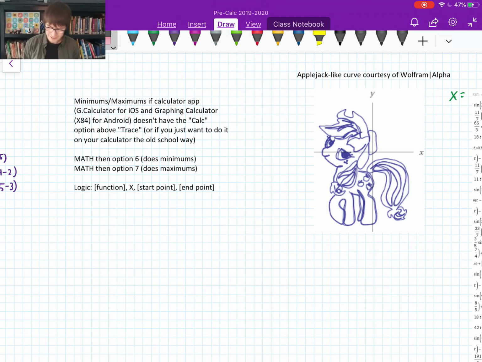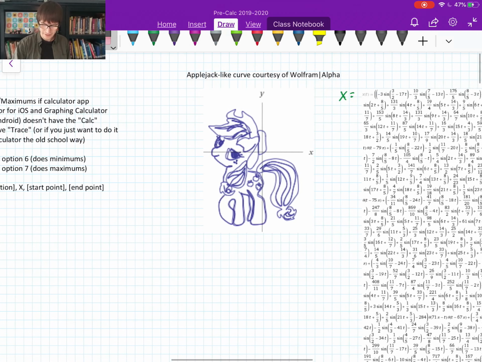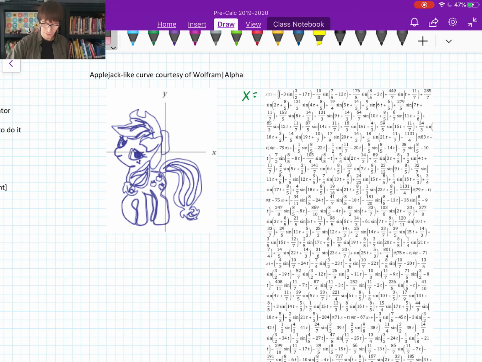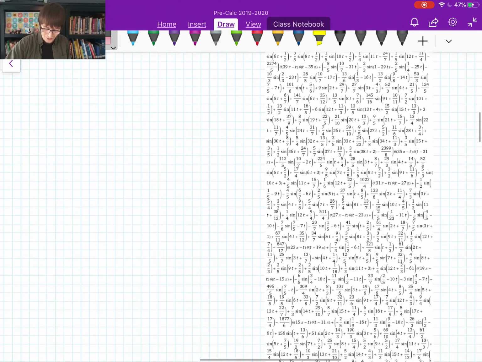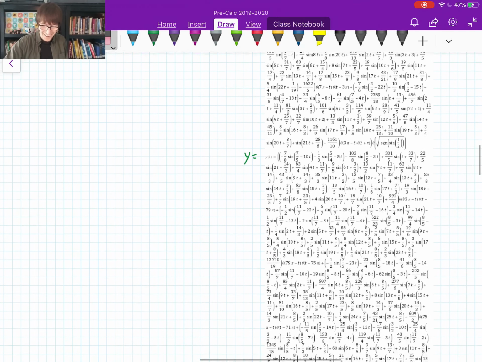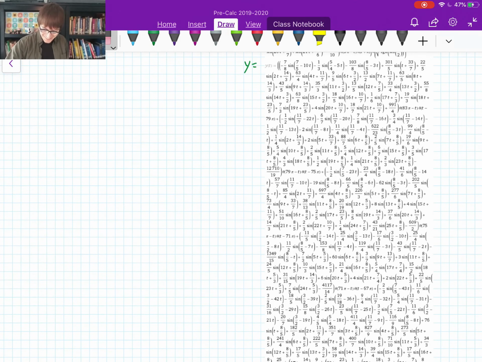I guess this is Applejack. You could graph this. This is a graph. This isn't a drawing, which you see here on the right. This is actually a graph of a plot. Now, granted, this is a very, very complex graph. This is extremely complex. I mean, if you want to see the graph, it looks like this. This is x equals all of this, all of that, and y equals all of this.